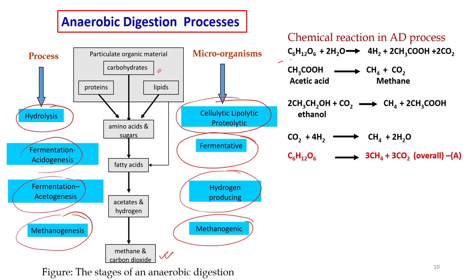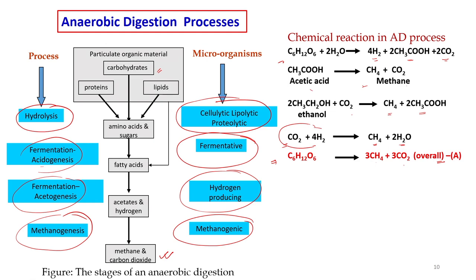So this is nothing but glucose reacting with water, which produces hydrogen and acetic acid. Of course, carbon dioxide will be generated. Then this acetic acid is broken down to methane and carbon dioxide, and ethanol is also generated in between. That ethanol reacts with carbon dioxide and produces methane and acetic acid, and the already produced carbon dioxide and hydrogen both react and produce methane and H2O. So if you see, the overall reaction will be something like glucose converted to methane and carbon dioxide. So 3 mole of methane and 3 mole of carbon dioxide. So this is the overall reaction from glucose to methane and carbon dioxide, right?